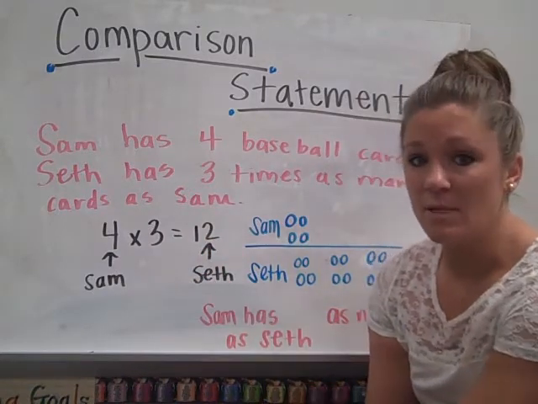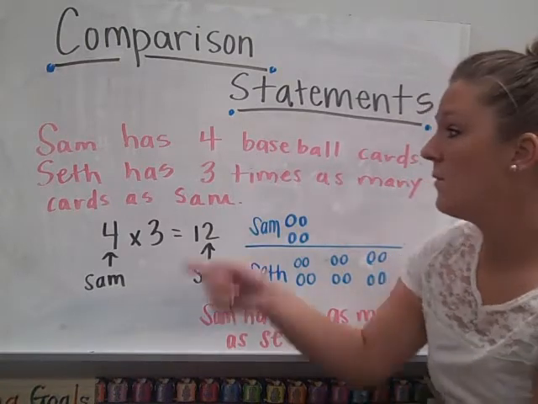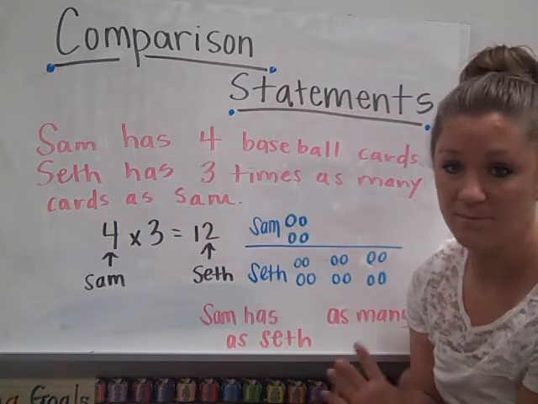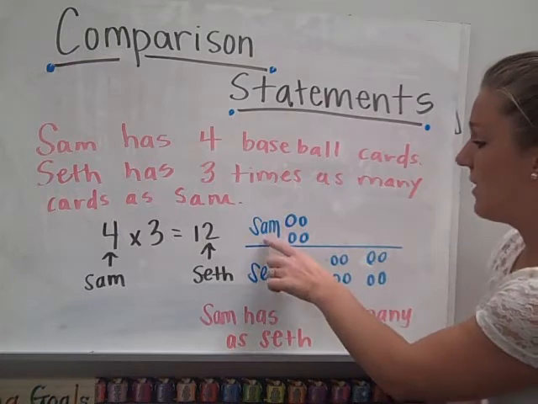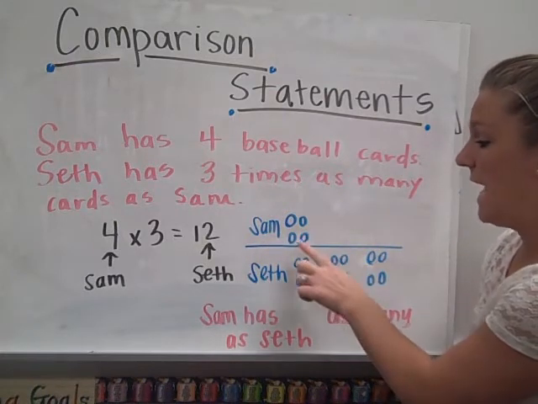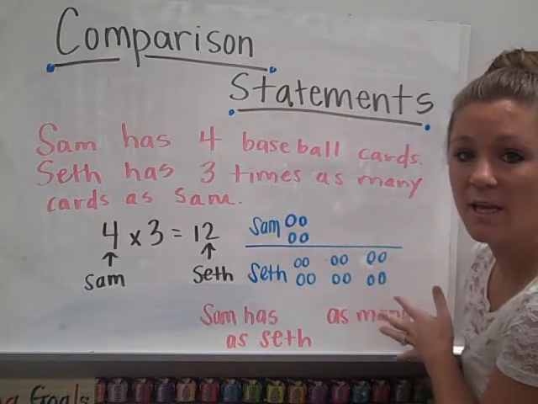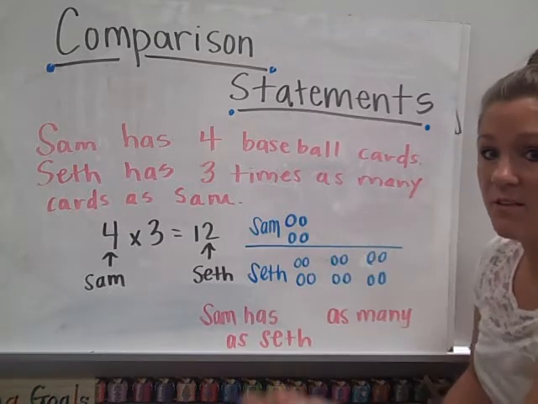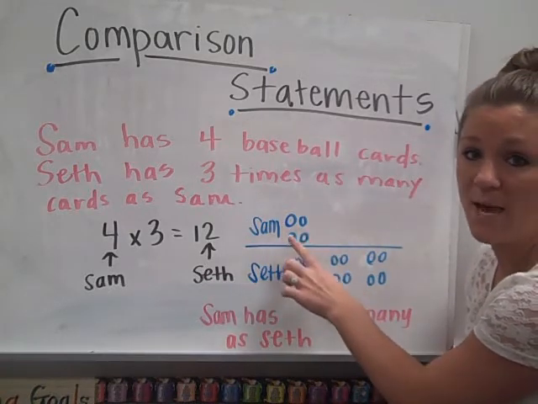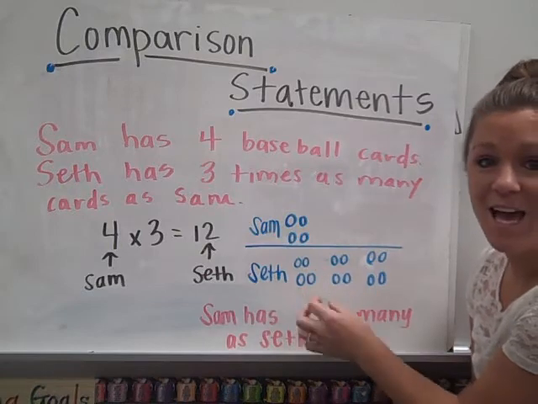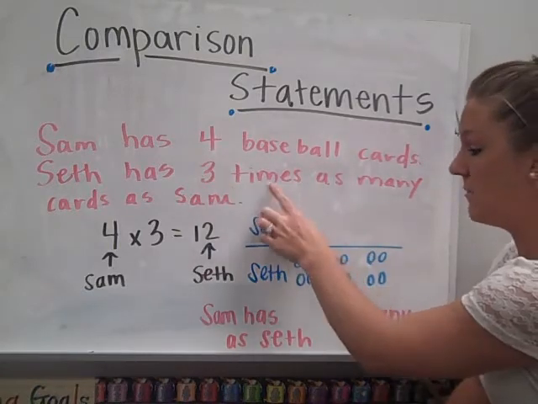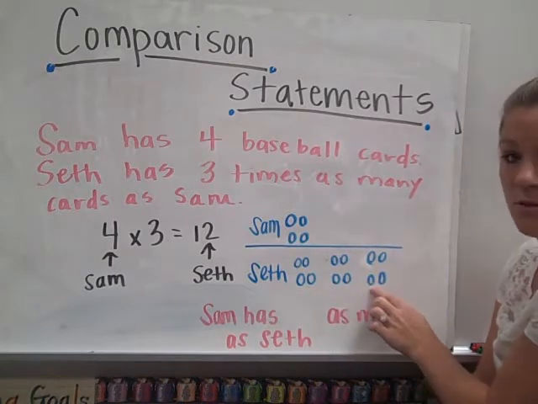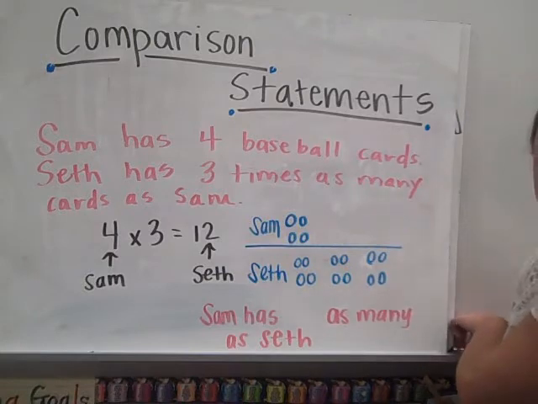Now we're going to dive in a little deeper and we're going to think about comparison statements not only with multiplication, 3 times as many, but we're also going to think about it as a fraction. So if I draw a picture, I could draw that Sam has 4 cards and I know that Seth has 3 times as many. So what you want to think about is that this 4 is one group, okay? Not individual groups, but one whole group, because this is what Sam has. So I want to draw that Seth has 3 of these, because he has 3 times as many. So I draw one group of 4, 2 groups of 4, 3 groups of 4. So my total number of groups is 3.